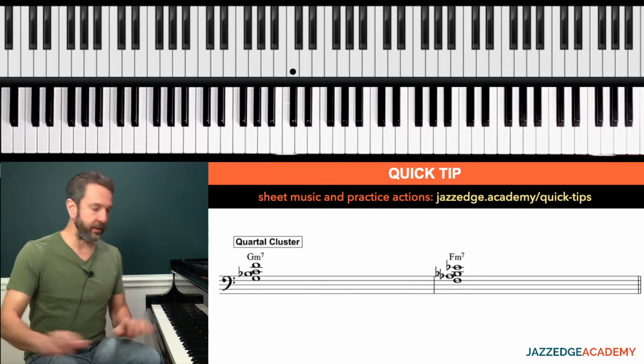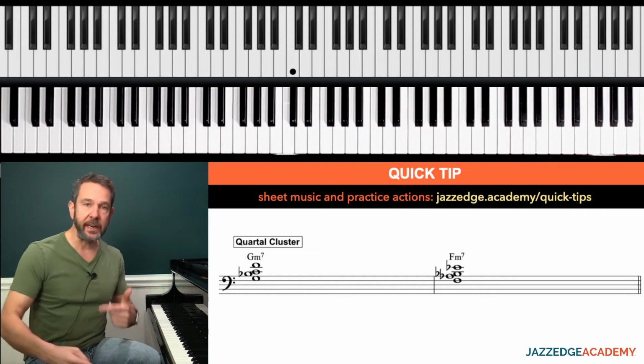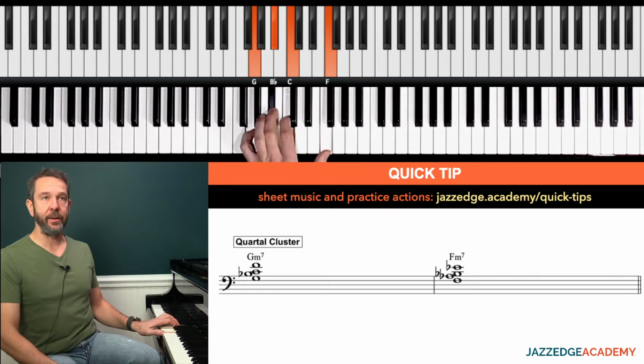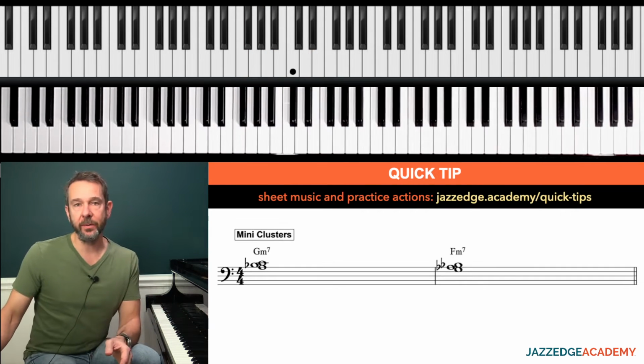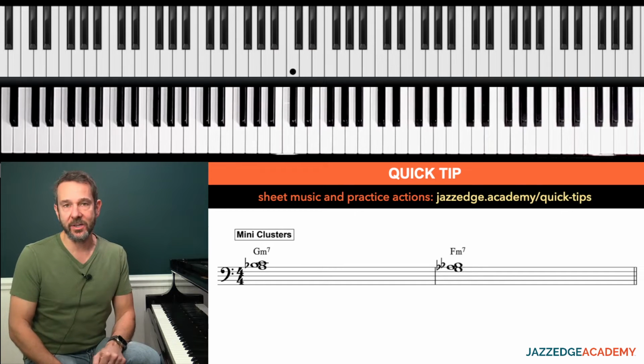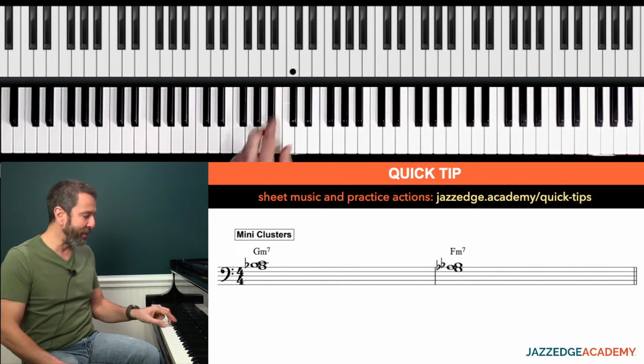Next cluster voicing right there by bringing in the quartal, and then we're adding in the third. Okay, so that's our quartal cluster. The last one that I want to share with you is doing mini clusters. You don't have to do 4 notes. You can do even 3 notes.